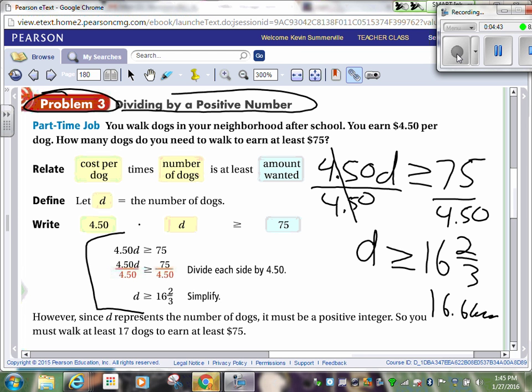Any questions on what do we do when we divide by a positive number? Do I flip the sign? No. I only flip the sign when I divide or multiply by what? When I multiply or divide by a negative number, I flip the sign. Okay? That's the only thing that's different from what we've been doing.